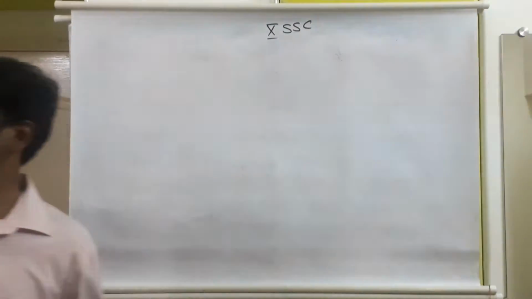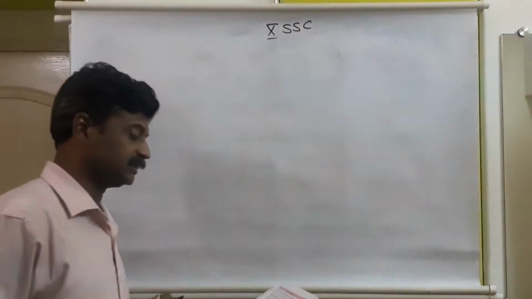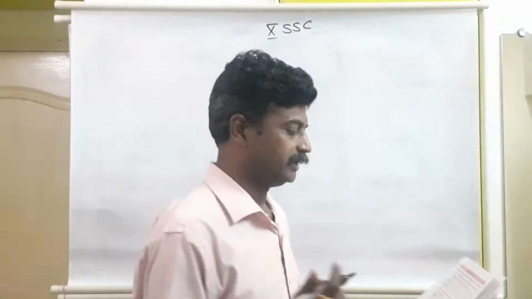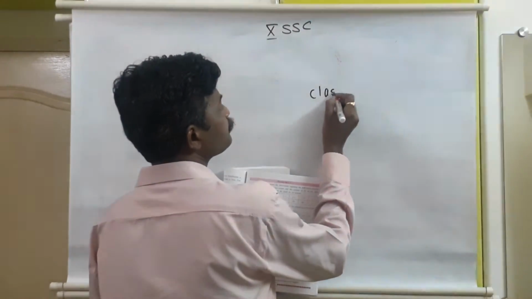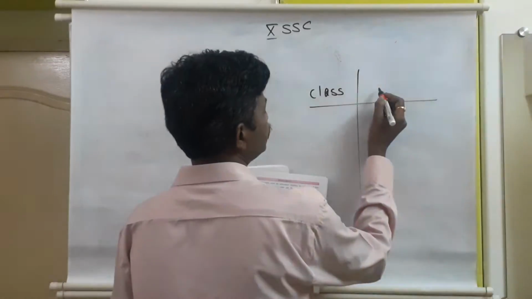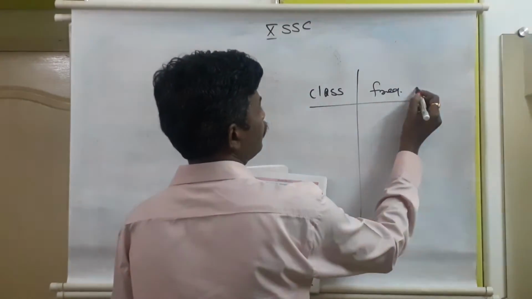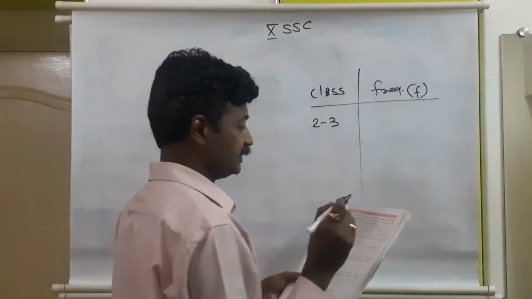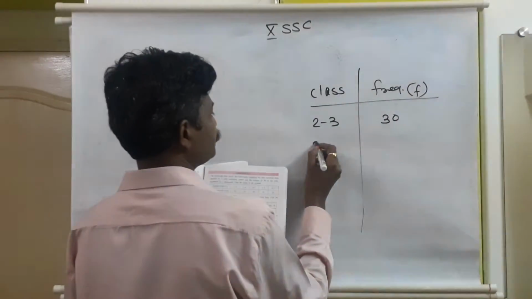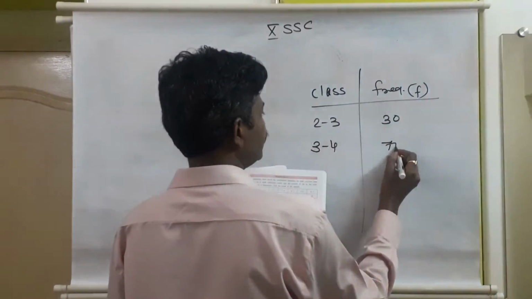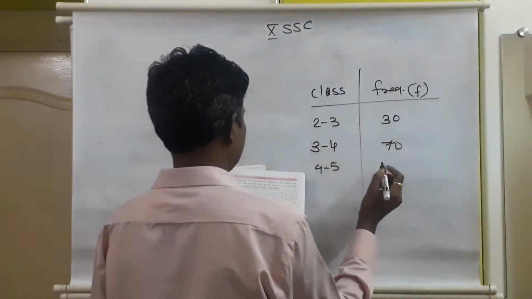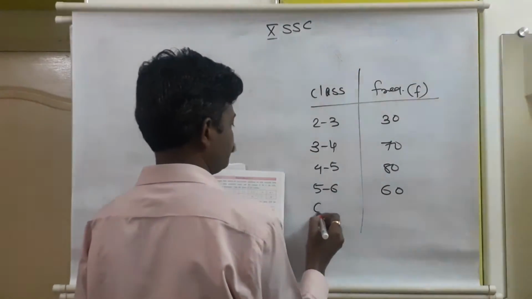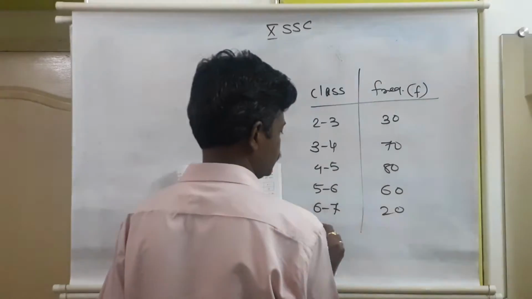In the first column will come the classes. Here the classes are already continuous, so it is not necessary to make them continuous. Already the given information is in continuous class form. So first we write classes, and then second comes frequency, f. For the first class, 2 to 3 is the fat percentage, milk is 30 liters. 3 to 4, 70 liters. 4 to 5% fat, 80 liters. 5 to 6% fat, 60 liters. And 6 to 7% fat, 20 liters.